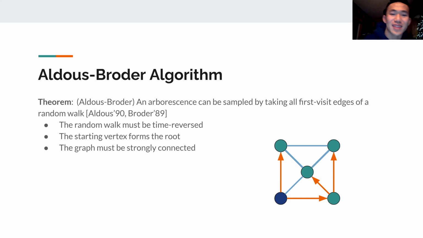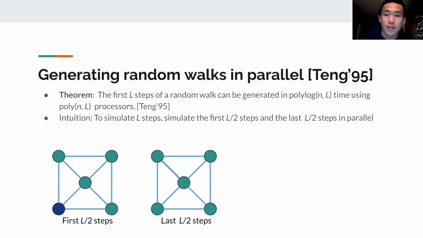But here comes our second building block, where work by Tang has shown that we can efficiently simulate these random walks in parallel. He showed that to generate a polynomially long transcript, you can do this using polynomially many processors in polylog time. So as long as L is polynomial, this random walk transcript can be generated in NC.